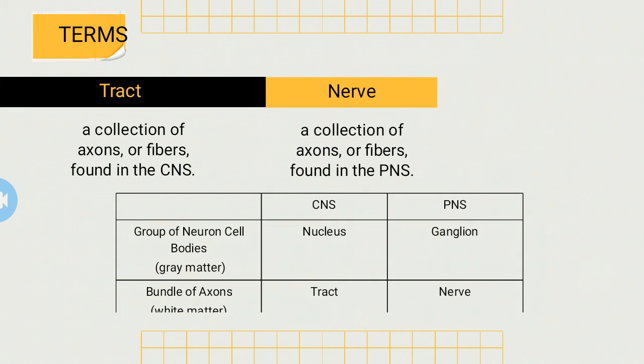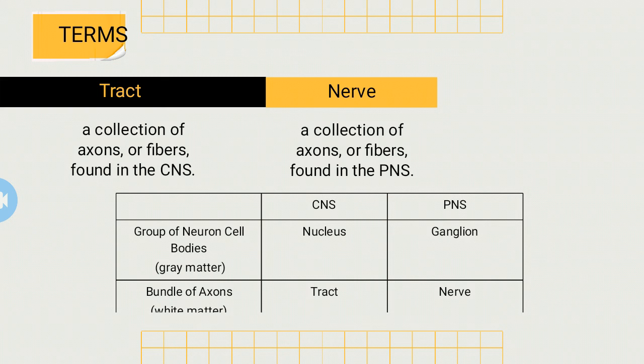Other terms are tract and nerve. The tract is a collection of axons or fibers found in the CNS, or the central nervous system, and the nerve is a collection of axons or fibers found in the PNS. So this figure shows the gray matter, or the group of neuron cell bodies, and the white matter, or the bundle of axons.